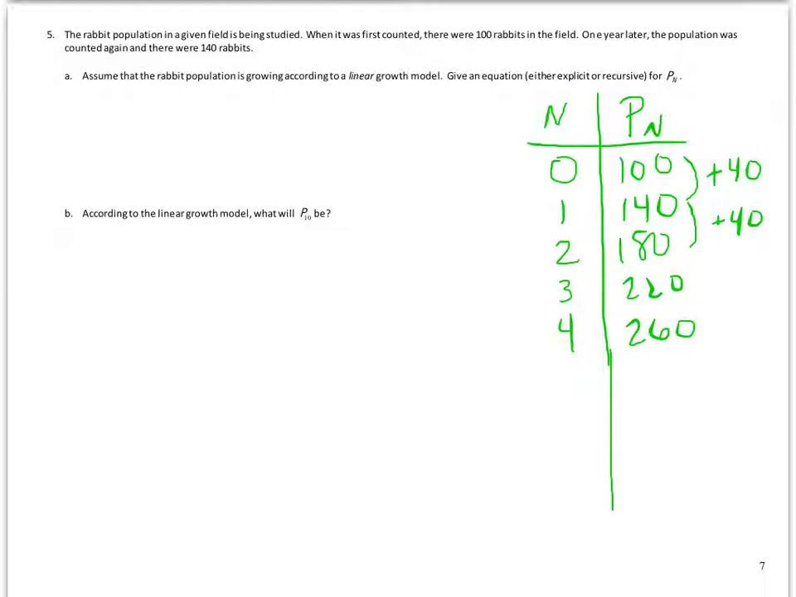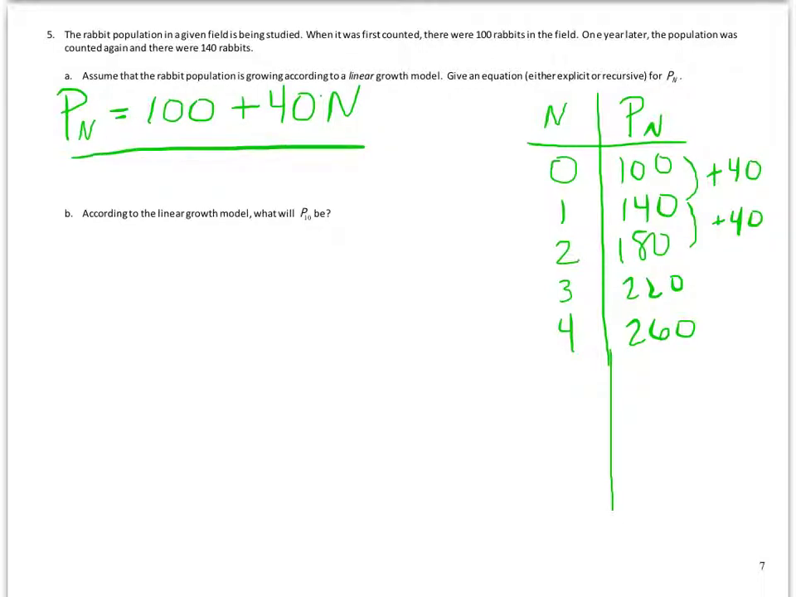All right, so if I want an equation, I would say, well, P sub n starts with 100 rabbits and then adds 40 rabbits every year for n years. So I would do 100 plus 40n. Start with 100 rabbits and add 40 multiple times. And repeatedly adding 40 is multiplication. That's why I do 40 times n. So there's my answer to part A.